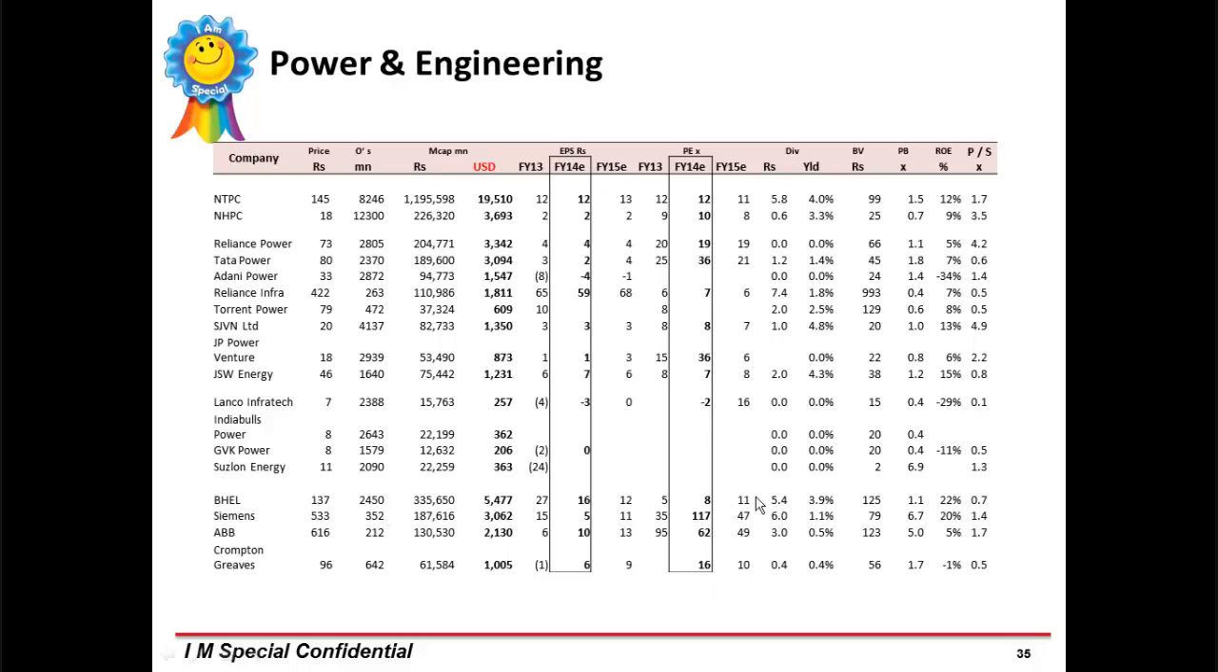BHEL is also giving you a 4% return, 5 rupees EPS. So probably better than keeping the money in the bank. It is better to invest in companies like NTPC and BHEL. 4% yield. So all these companies would be a good bet for insurance companies and pension funds. So just buy this, and even if the stock moves by 10-15%, you get 15 plus 4, 20% return.